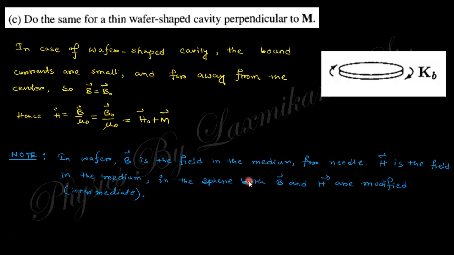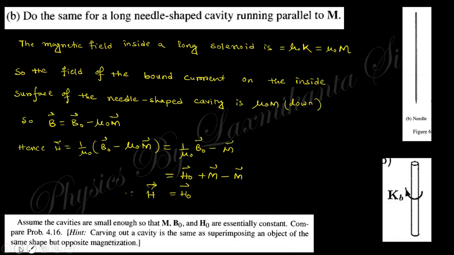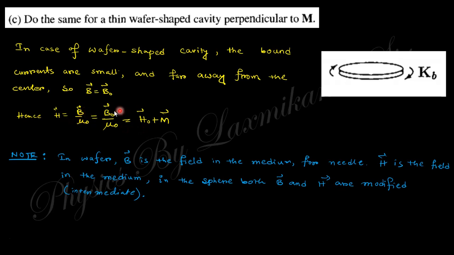In the case of the sphere, there is an intermediate, because there is a combination of B and H. Here H is the same, and here B is the same, right? In the case of the wafer, B is the same. In the case of the needle, H is the same. In the case of the sphere, there is a combination of B and H.